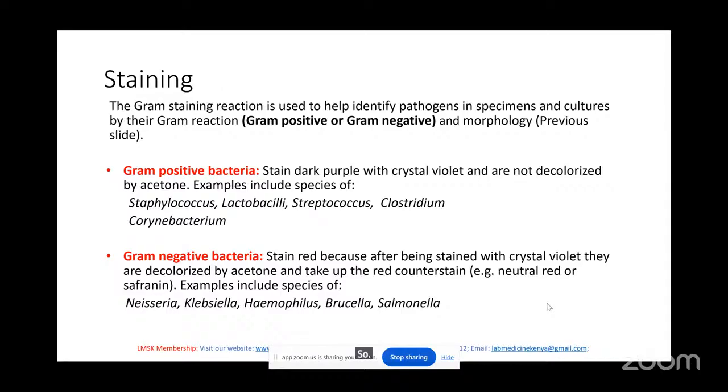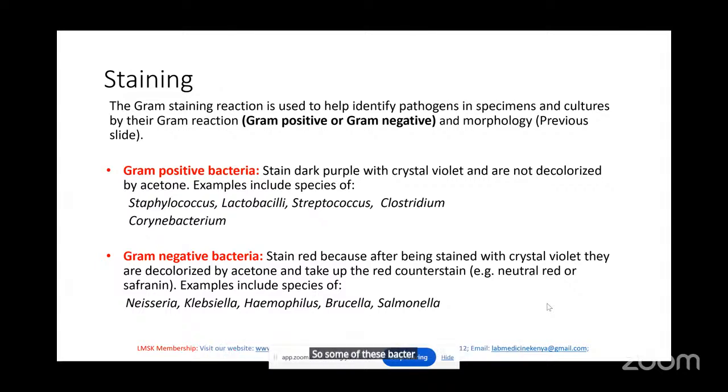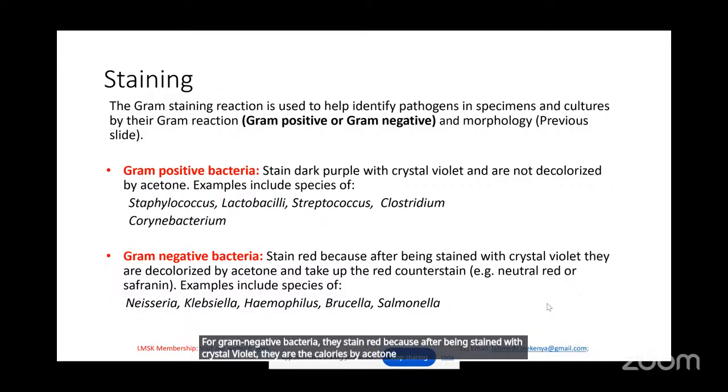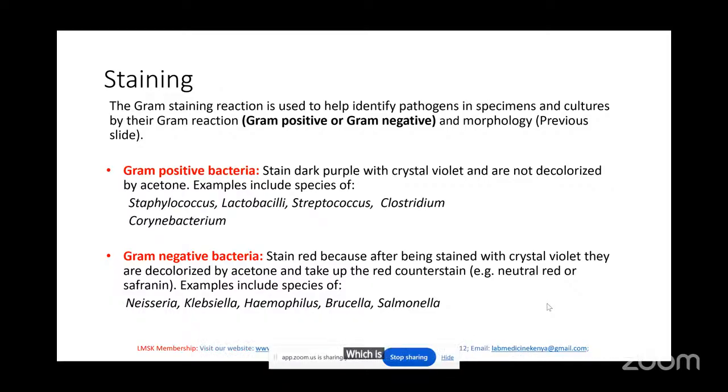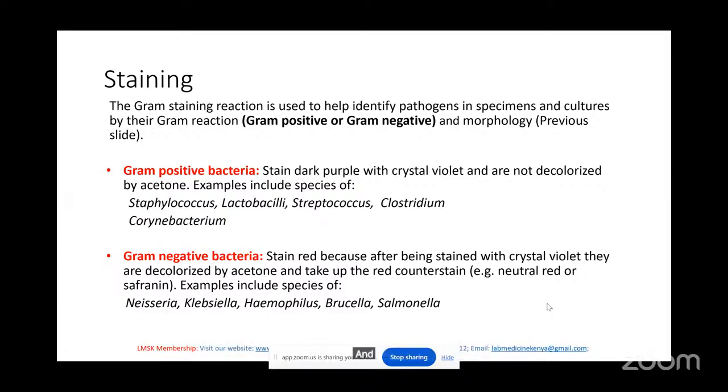Gram positive bacteria stain dark purple with crystal violet and are not decolorized by acetone. Some of these bacteria are Staphylococcus, Lactobacilli, Streptococcus, Clostridium, and even Corynebacterium. Gram-negative bacteria stain red because after being stained with crystal violet, they are decolorized by acetone and take up the counter stain, which is neutral red or safranin, depending on your clinical setting. In this category, we have Neisseria, Klebsiella, Haemophilus, Brucella, Salmonella, among others.